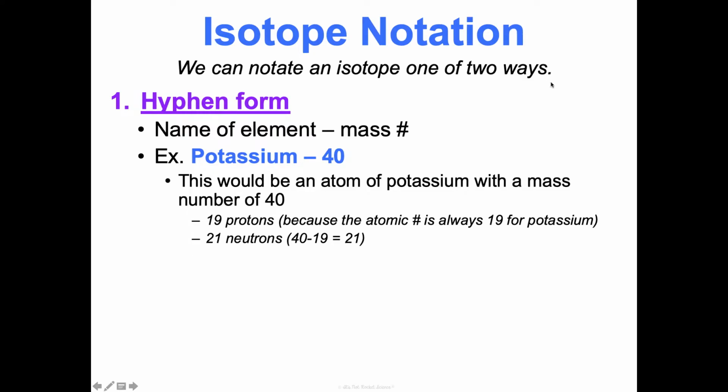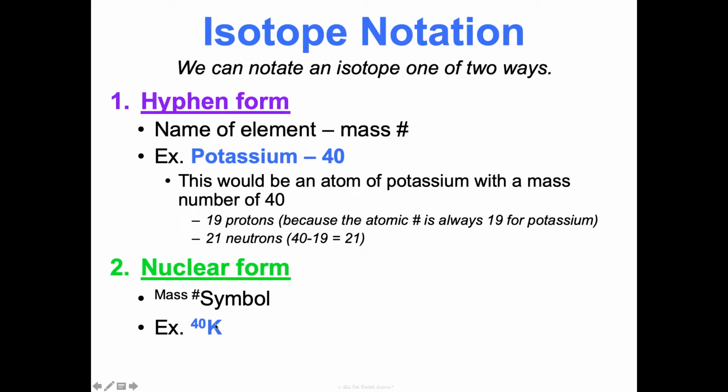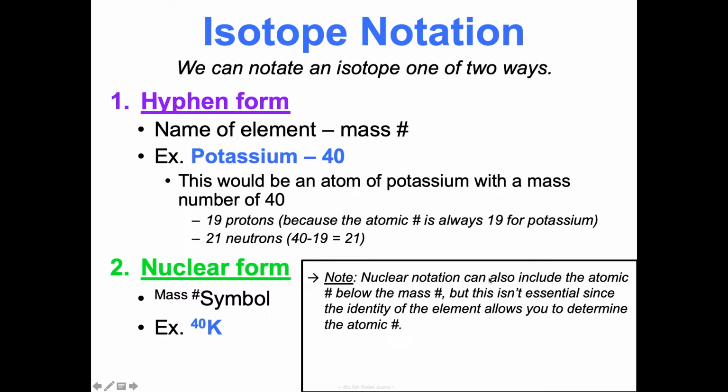Okay, now, another way we could write this, though, is nuclear form. And nuclear form is going to be the mass number in a superscript over here, plus the symbol next to it. Okay, so instead of potassium 40, like it's written up here, we would have 40 and then K for the symbol. Now, something to make note of. Nuclear notation can also include the atomic number below the mass number. So like right here below the 40, okay? But this isn't always essential since the identity of the element allows you to determine the atomic number.